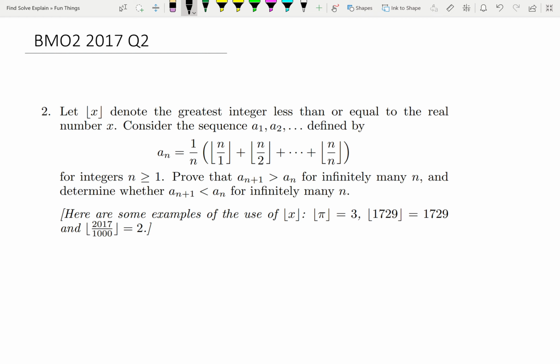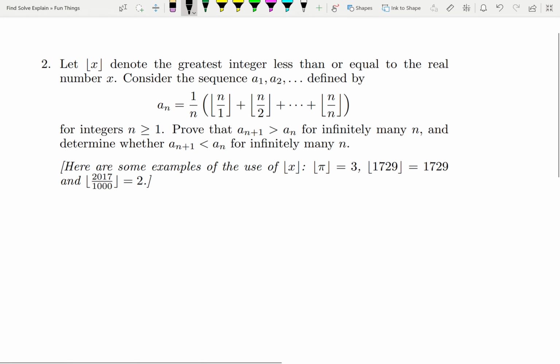The full question says, let the floor of x denote the greatest integer that is less than or equal to the real number x. Consider the sequence a_1, a_2, and so on, defined by a_n is equal to 1 over n, open brackets, the floor of n over 1 plus the floor of n over 2 plus the floor of n over 3, and so on until you get to the floor of n over n.